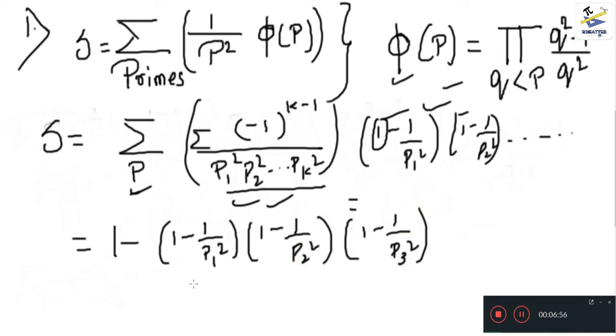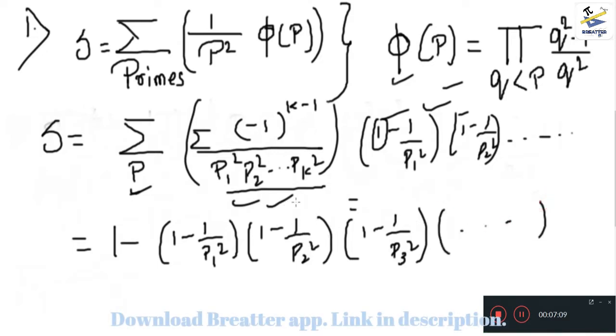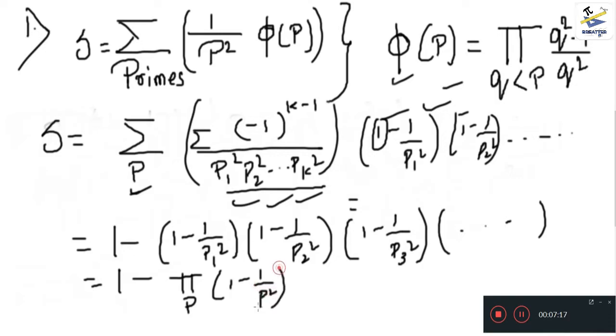So just imagine this product being expanded out. It gives 1 minus this entire thing, p1 square, p2 square, each and every combination that you can think of. That's exactly what we have here. So this basically gives you 1 minus the product over primes of 1 minus 1 by p square, which is 1 minus the inverse of zeta 2, which is 6 by pi square. Because we already stated, if there was a minus 1 in the power, then only it would have been pi square by 6. Okay, so this is the exact answer.